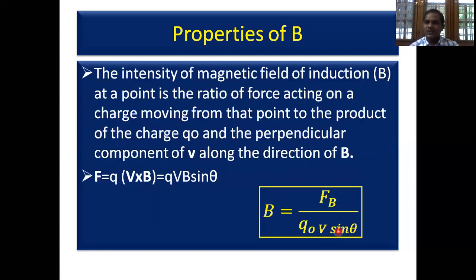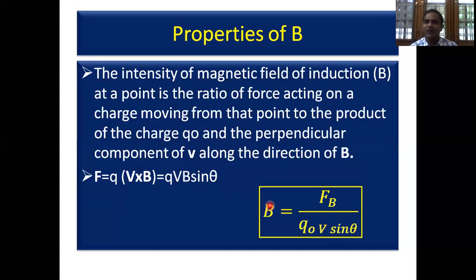When the charge is moving in the uniform magnetic field at an angle theta, its velocity has two components: the velocity component parallel to the field direction, v cos theta, and the component perpendicular to the field direction, v sin theta. So from this, it is the ratio of F_B to the product of q₀ and v sin theta.